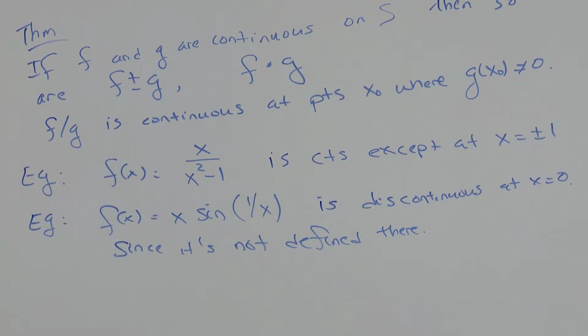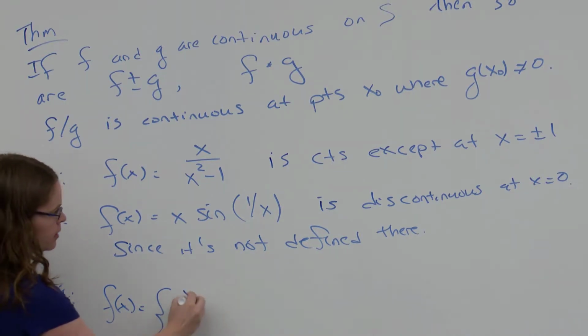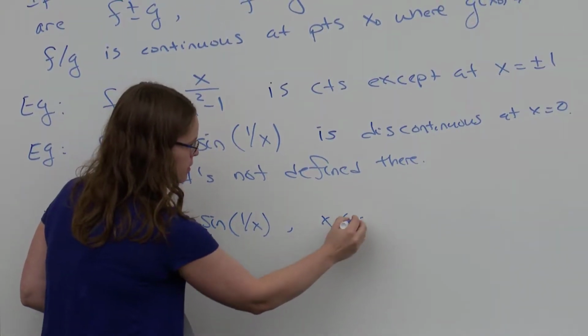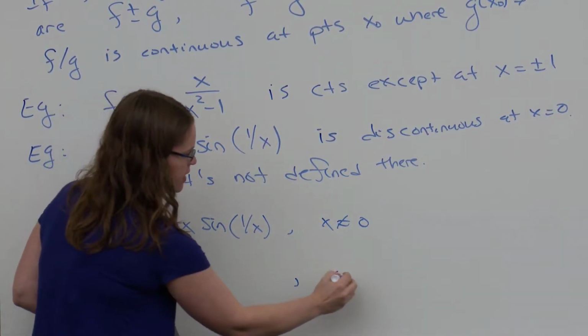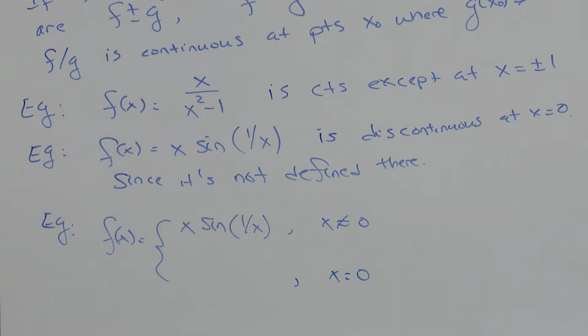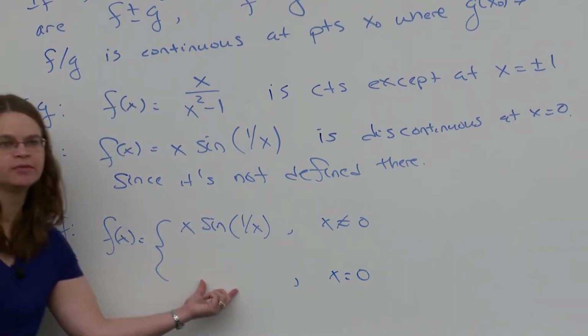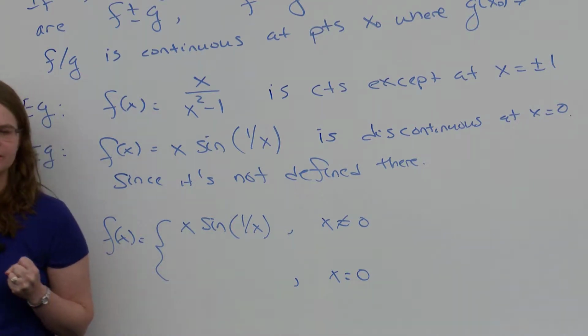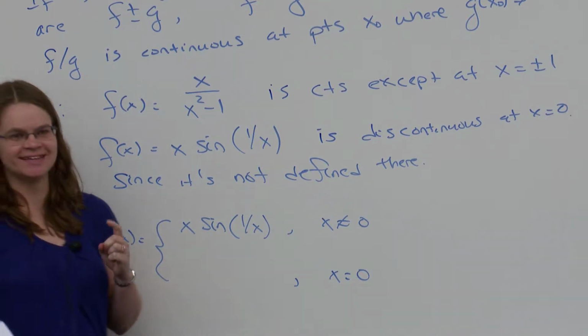Is there a way I could patch it? Suppose I modify this function a little bit: I keep the same function wherever it's defined, and I give it some other value at x equals 0. I can define any function I want like that, with any value I care to put here. What value could I put here that would make this a continuous function? I'll give you a second to think about it.